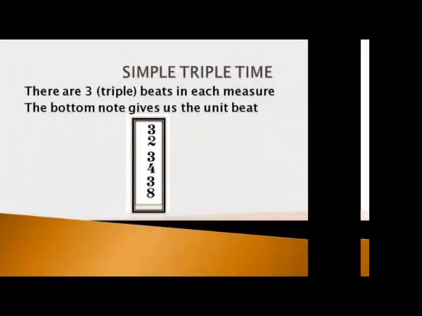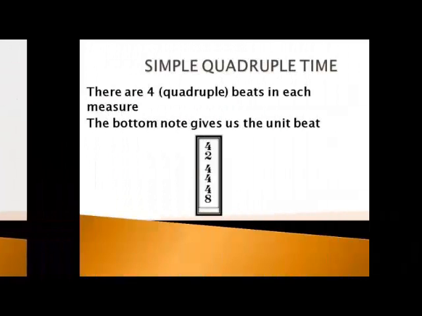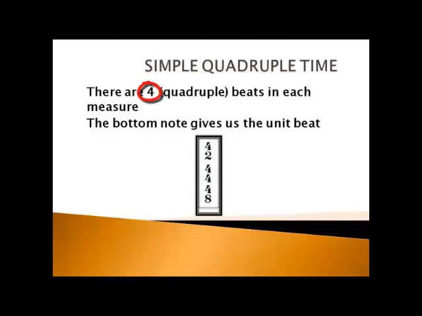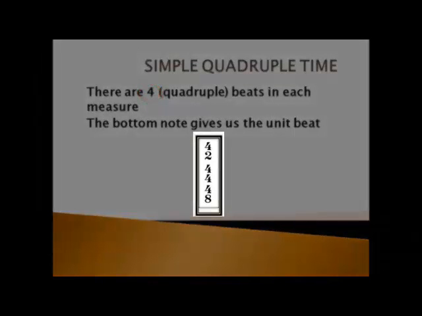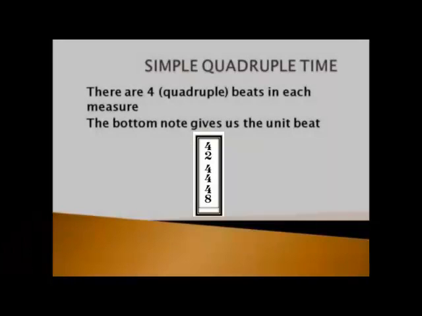In simple quadruple time, we have 4 beats in each measure. And again, the bottom note is going to give us the unit beat. So 4/2 would mean that we have 4 half notes in each measure. 4/4 would be 4 quarter notes in each measure, and 4/8 would be 4 eighth notes in each measure.